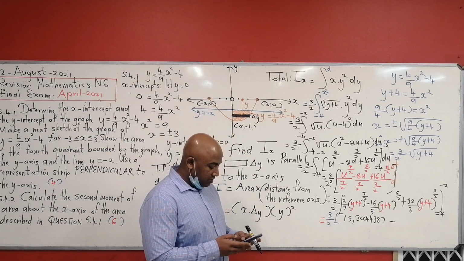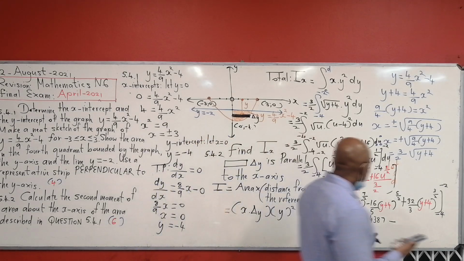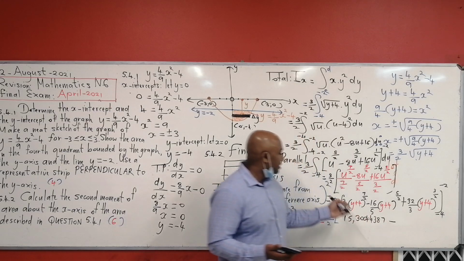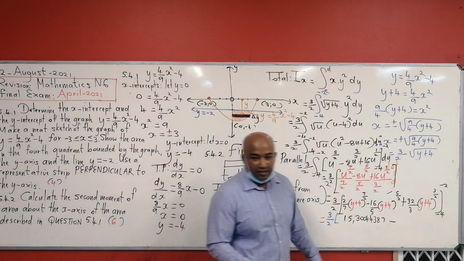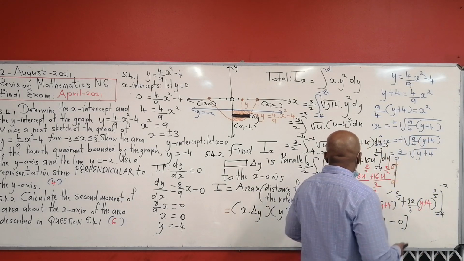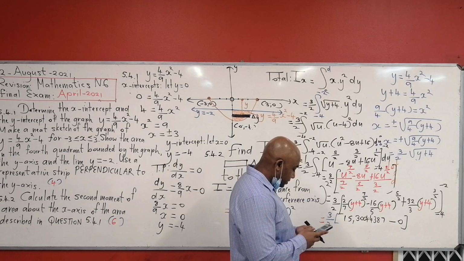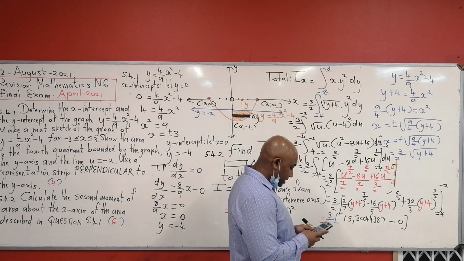Now I'm going to substitute minus 4. And I get 0, obviously. Minus 4 plus 4 is 0. And it's just there, 0 there. So basically it's this answer here times 3 over 2. So when we substituted minus 2, we got that multiplied by 3 over 2.